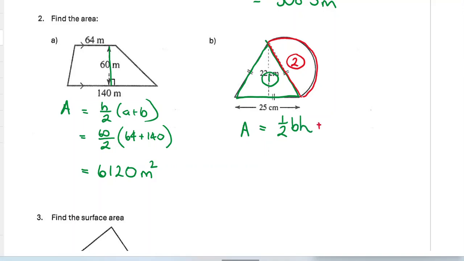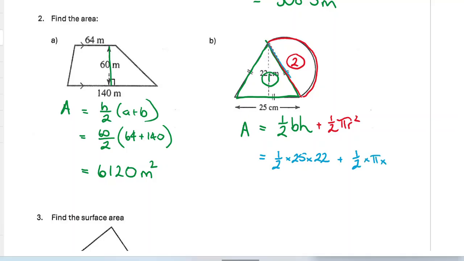plus the area of my semicircle. Now a circle is normally pi r squared. If I have half of a circle, then I just put a half in front of it, so half of pi r squared. Okay, now I have a formula. Let's sub in. My triangle has a base of 25, so half times 25, and a height of 22. Plus, my circle is half times pi times my radius.